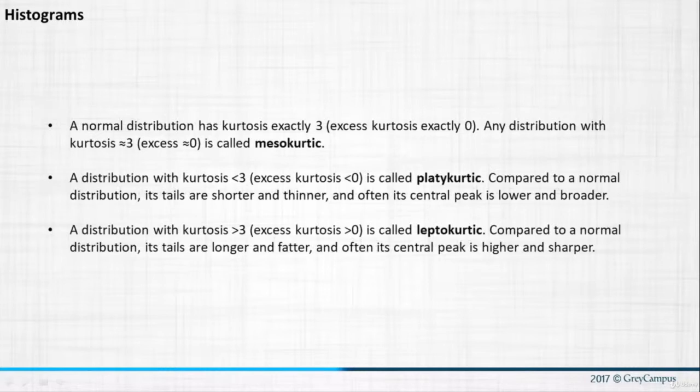With kurtosis, that hovers around the 3 or 0. Excess kurtosis of 0 is considered mesokurtic. Platykurtic is that flatter curve, and leptokurtic is the more peaked curve.